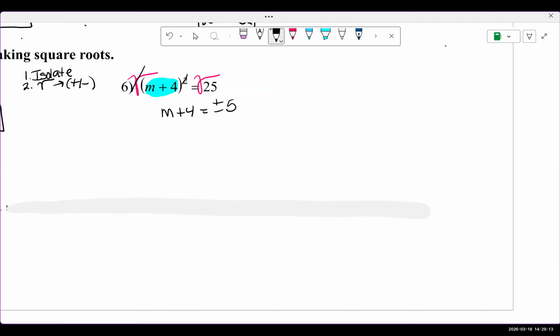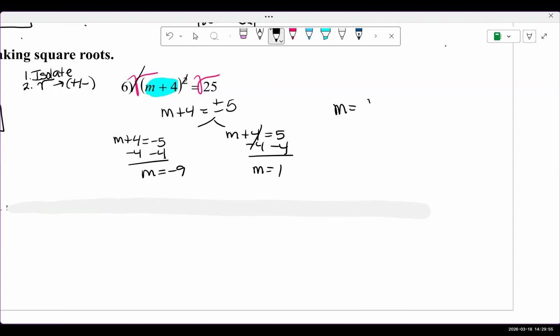Okay, when you take the square root, that's when the plus or minus appears. Okay, so now we're going to split. M plus 4 equals negative 5. M plus 4 equals positive 5. Subtract 4 from both sides. M is equal to negative 9. And M is equal to 5 minus 4, which is 1. So 1 and negative 9.